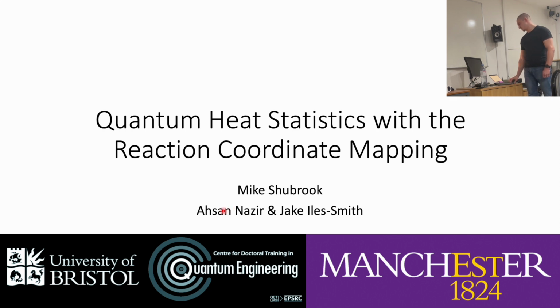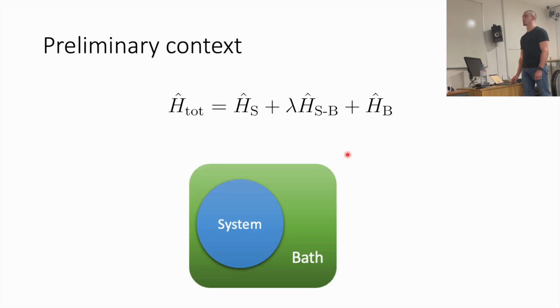So this is work in collaboration with Essen and Jake, and we're looking at quantum heat statistics in the strong coupling regime. And the way that we look in this strong coupling regime is with this reaction coordinate mapping. So I'll explain all these different terms in a moment. So a little bit of context.